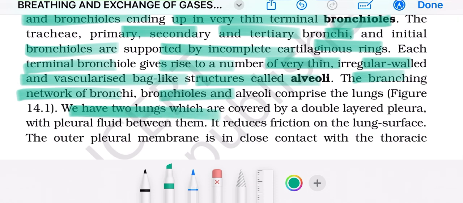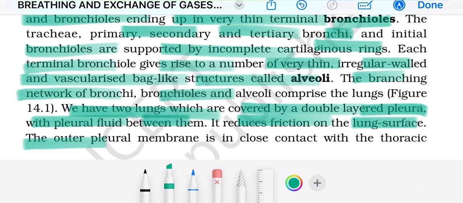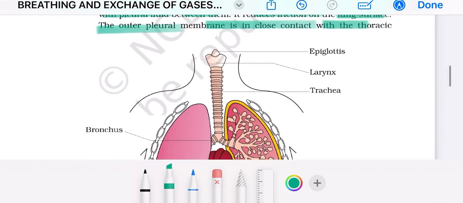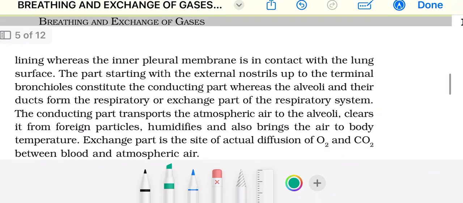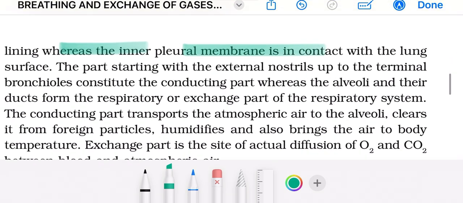We have two lungs which are covered by a double-layered pleura: external pleura, internal pleura, and within them is the pleural fluid. It reduces the friction on the lung surface. The outer pleural membrane is in close contact with the thoracic lining, whereas the inner is in contact with the lung surface.